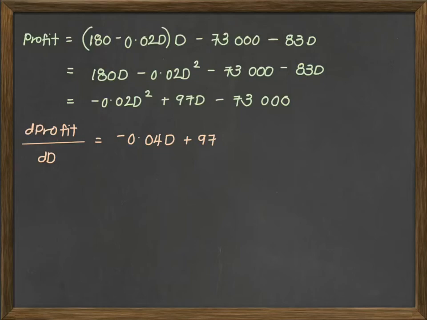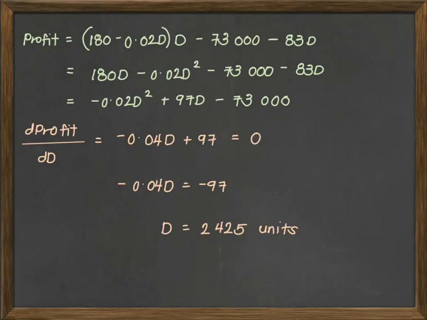Now, if you recall the concept of maxima minima, so we equate our first derivative to 0 to get the maximum value. So, we equate that to 0. So, we will be given negative 0.04D equal na siya sa 97. So, nag-transpose lang. Now, to solve for D, so that is 2,425 units. So, ibig sabihin, that value will give you the maximum profit.